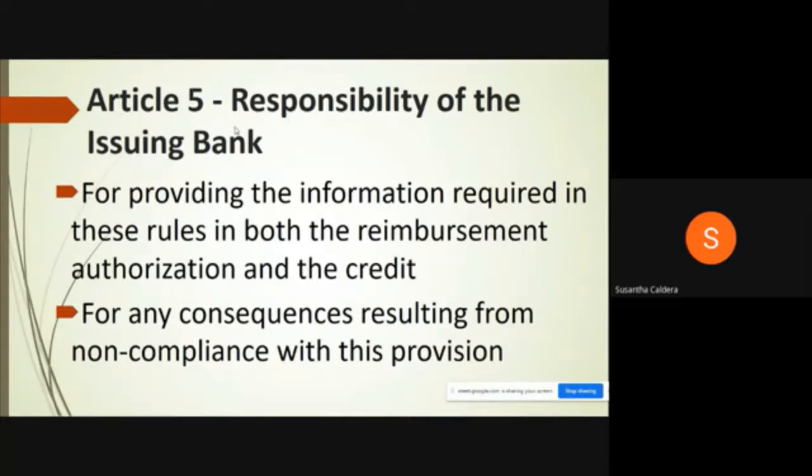Right? So, the issuing bank is responsible for providing the information required in these rules in both the reimbursement authorization and the credit. For any consequences resulting from non-compliance with this provision, it is the responsibility of the issuing bank. So, ultimate ownership is with the issuing bank, not with the reimbursing bank. Ultimate ownership is with the issuing bank.